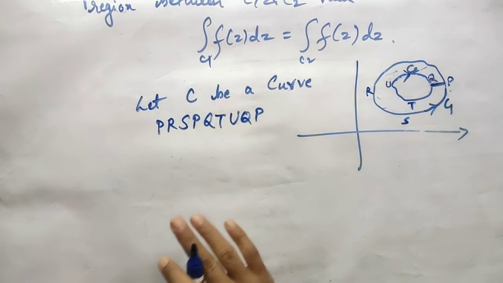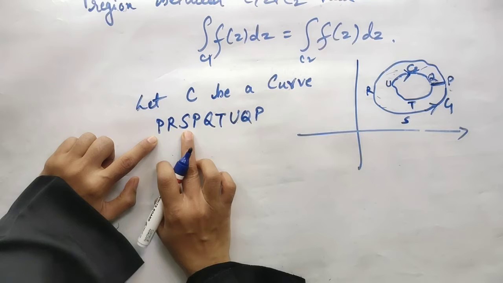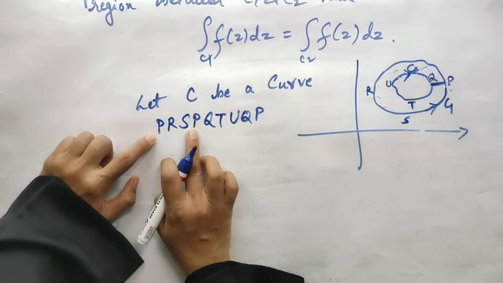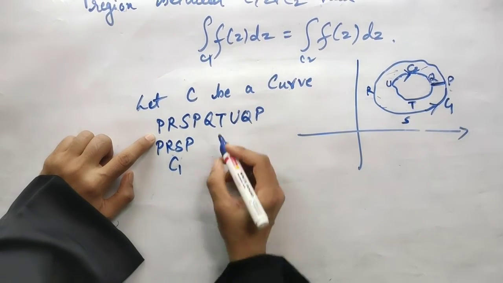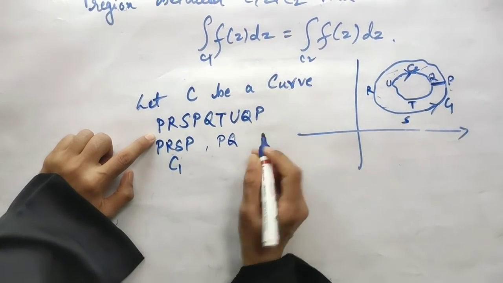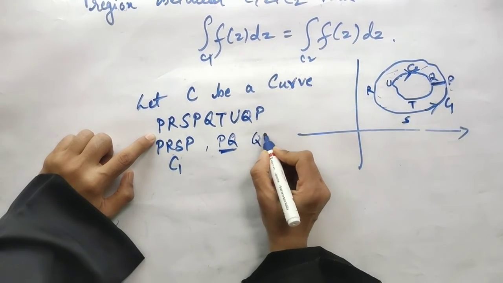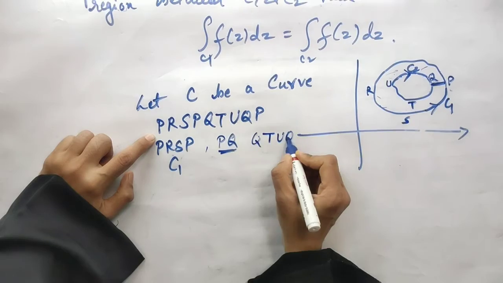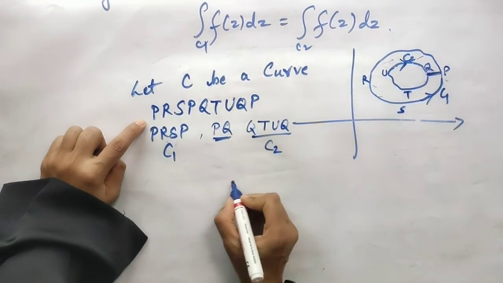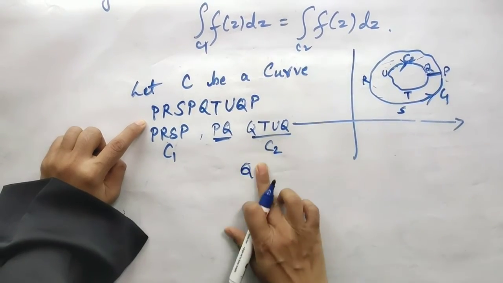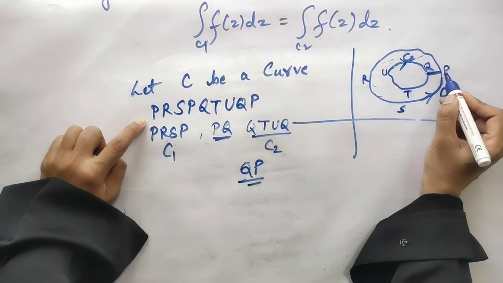So now I can make a partition of it. How? Look at this. First this complete path P R S P is C1. And again from P to Q, it's a single line segment like this. I'll keep it aside. Now Q T U Q is C2 for me, is it not? Then again QP is a line segment.